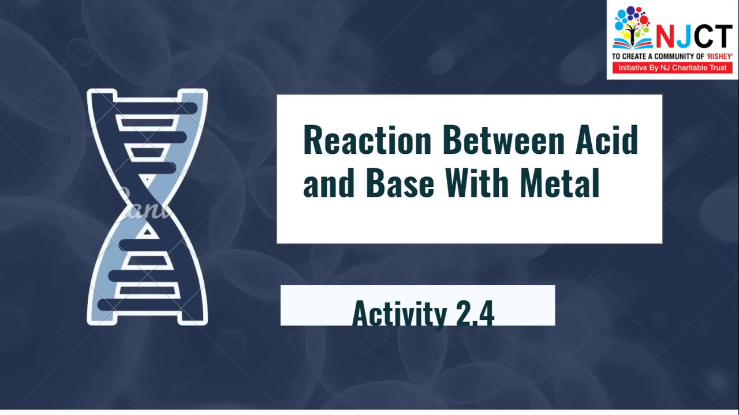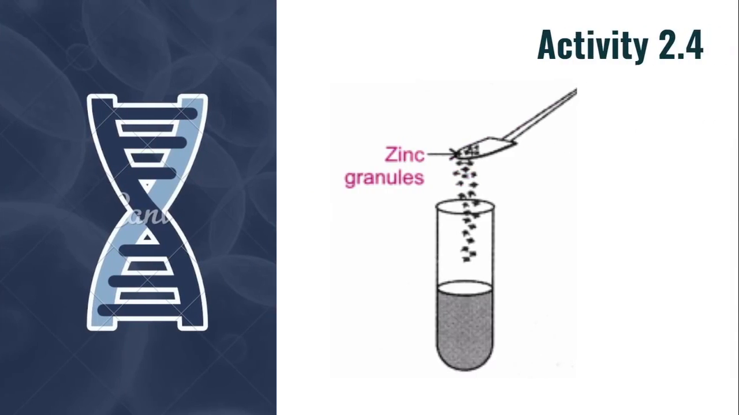So, in this video, we are going to perform activity 2.4. In our previous video, we took the dilute sulfuric acid. In this video, we are going to perform the activity with the base and the metal. So let us start activity 2.4. The process is the same as activity 2.3.